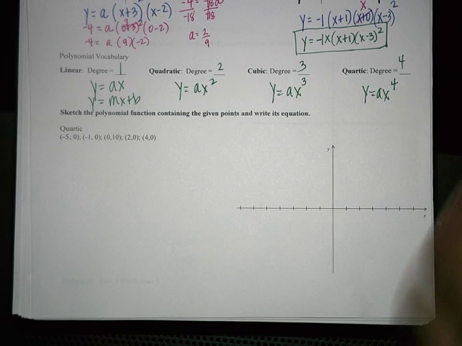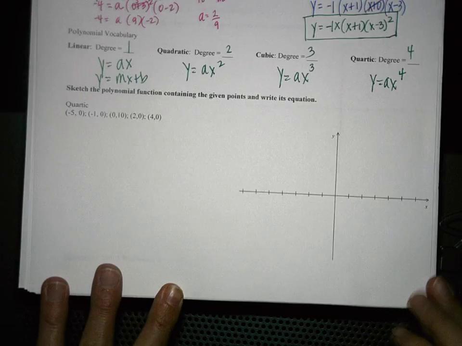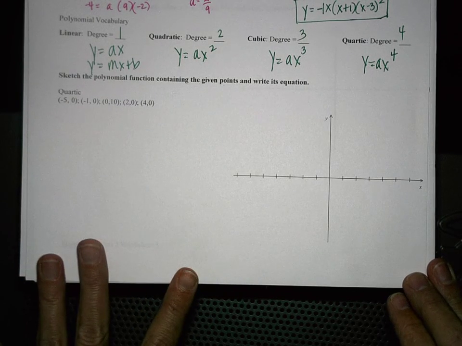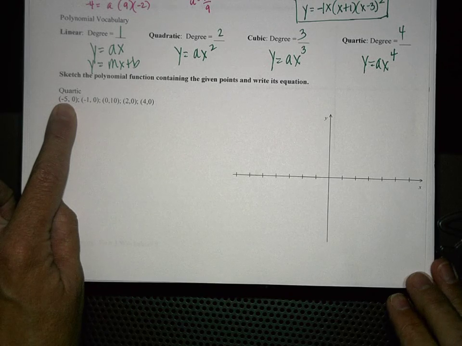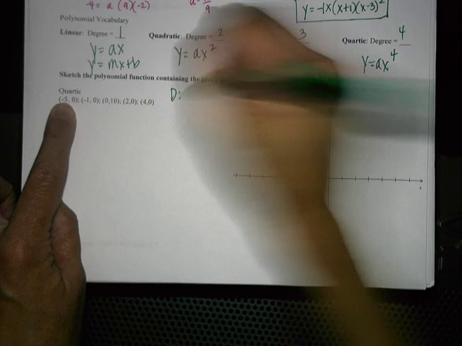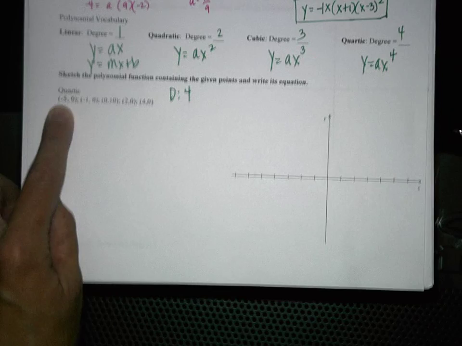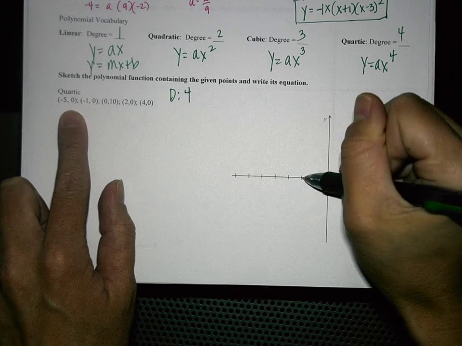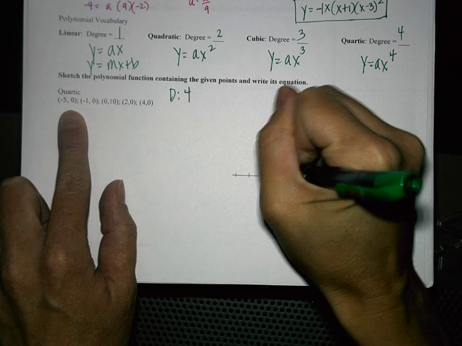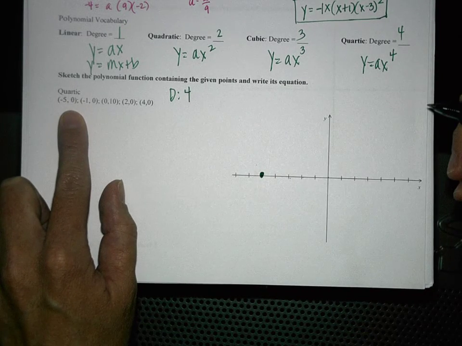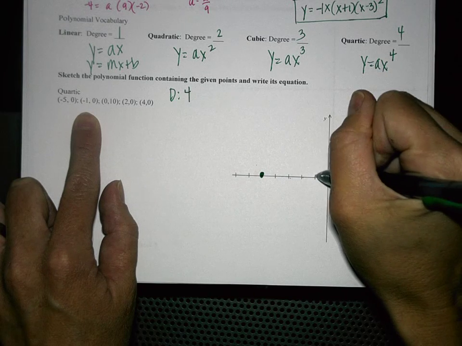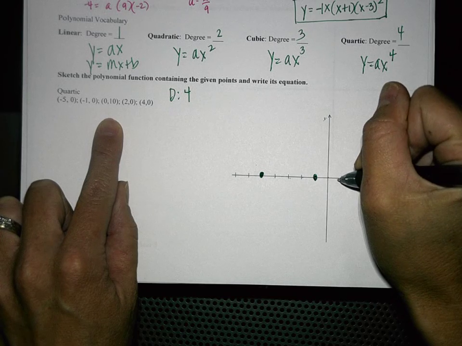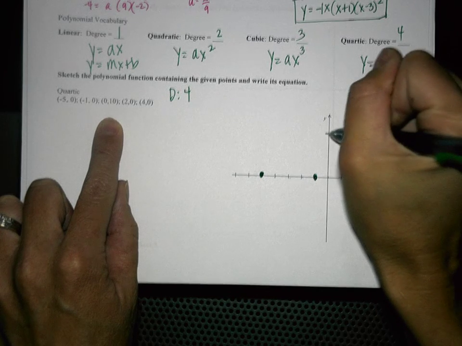Okay, so on this next one, they are telling us to sketch the polynomial function containing the given points and write its equation. They tell you it's quartic, so we know that means our degree has to be what? 4. Okay, so we have these points. Let's go ahead and mark them on our graph. -5, 0. And then we have -1, 0. We have 0, 10. Where do I go for that one? Good, up 10. And so we just mark it, make that a 10.